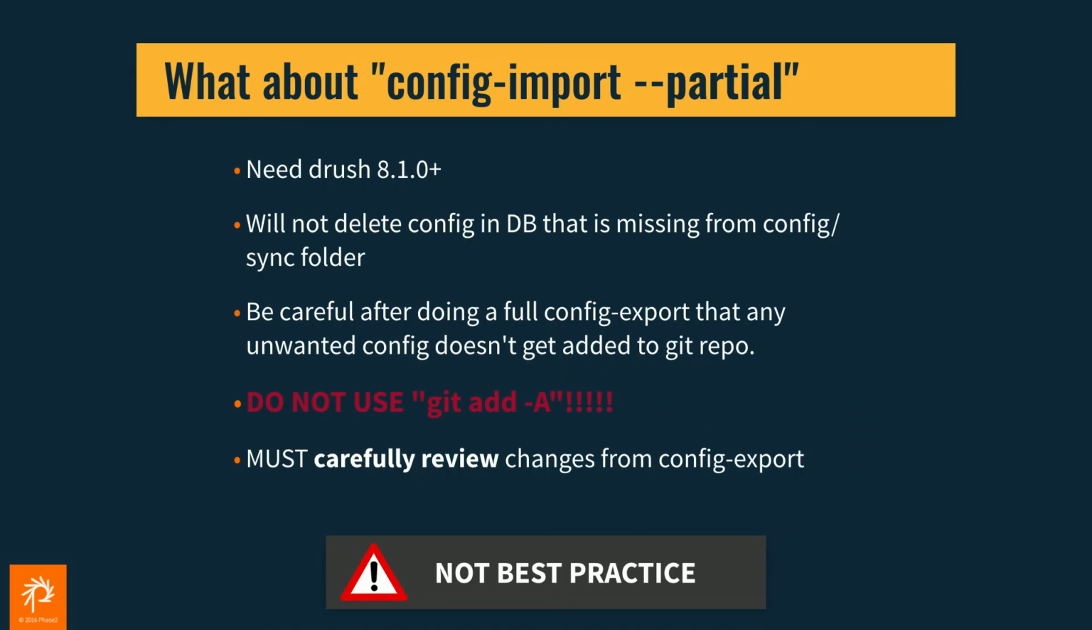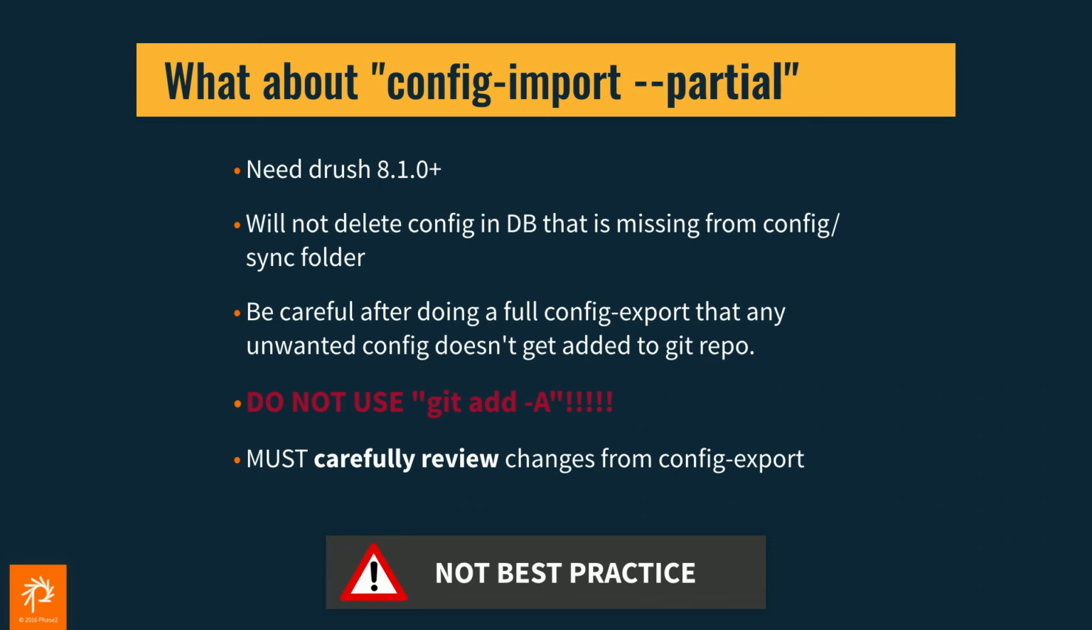So certainly don't get in the habit. If you're in the habit, break it. Don't use git add -a. Don't do git commit -a. Review your changes before you do a push. So if you do a config export, take a look at what's about to be pushed and make sure you don't have like that dirty blog that you're in the middle of working on that isn't ready yet. You can undo that at that point.